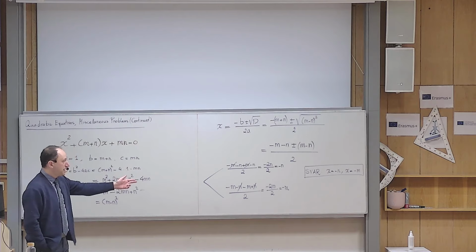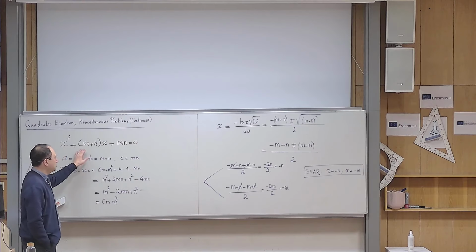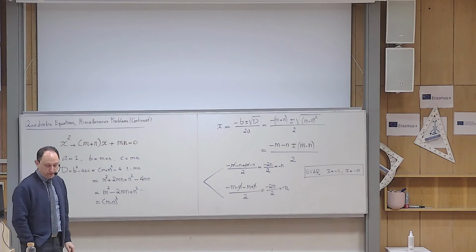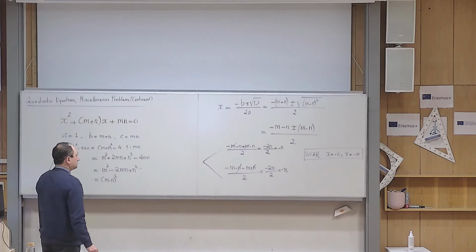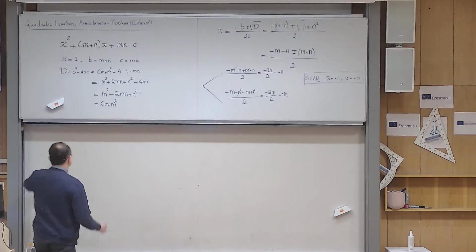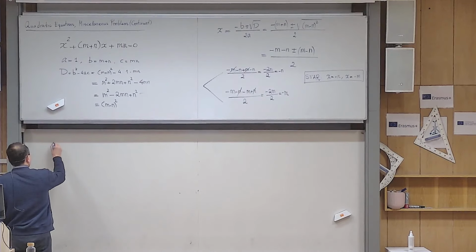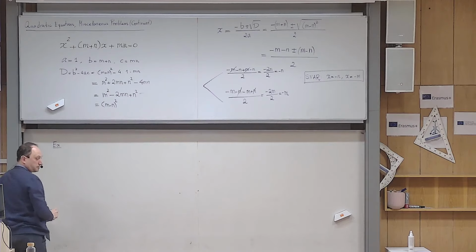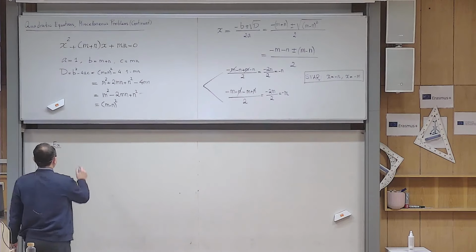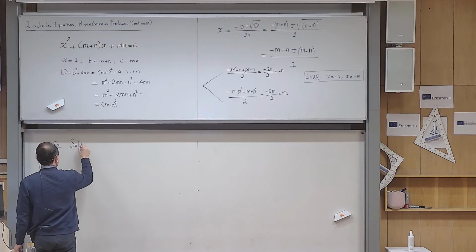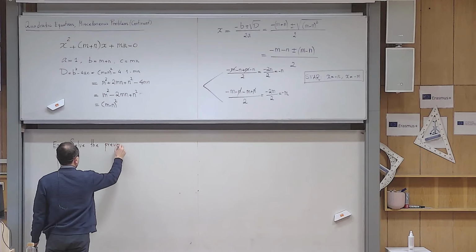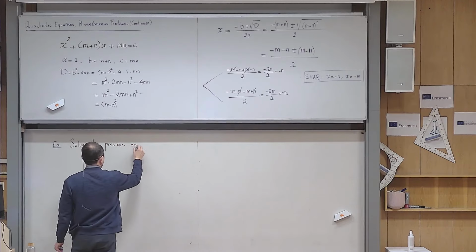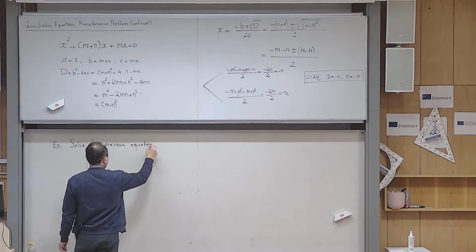So I solved for x. I want you to solve for m, which in principle I could have given you as a Math 1C problem. I want to wait. So let me write here. Exercise or example: solve the equation above, the previous equation, for m.